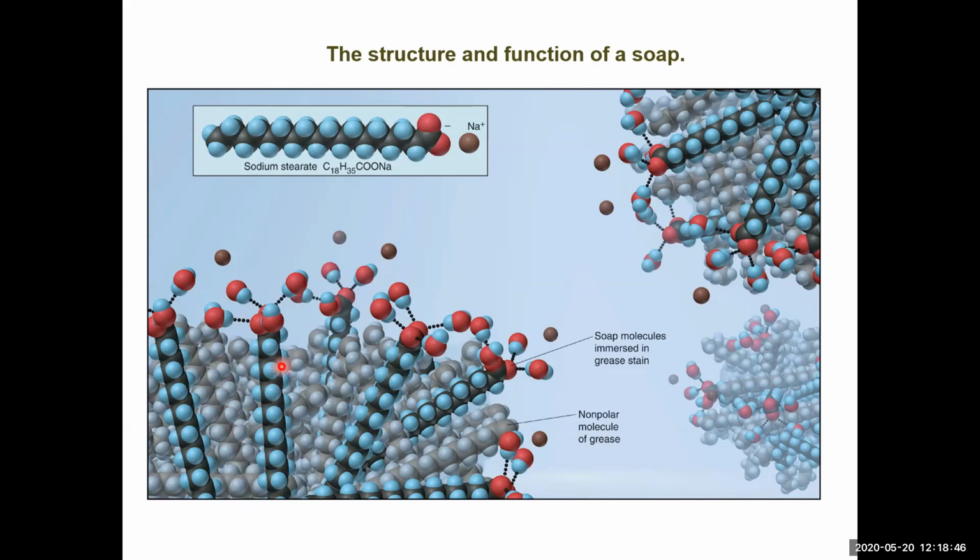So what happens is the soap comes, and this part of the soap, the tail here, can insert itself in this grease. In the video you'll see on YouTube, in the little animation, it forms what's called a micelle. And this negative end over here is on the outside. It's showing a few water molecules bonded to it. See these little dotted lines here? The dotted lines are the hydrogen bonds. These are little water molecules, water, water, water, water. So the water gets attracted.